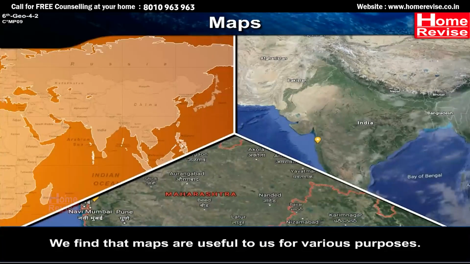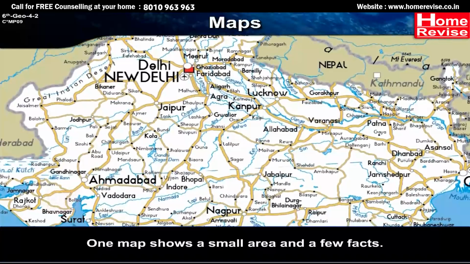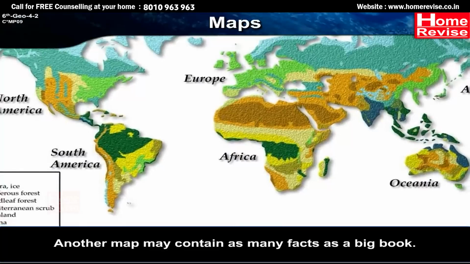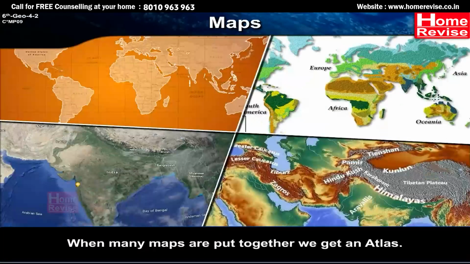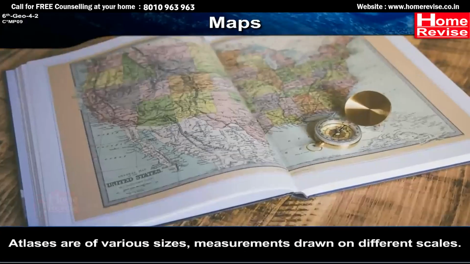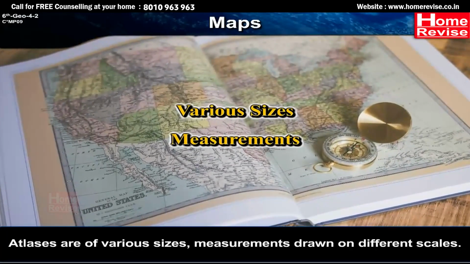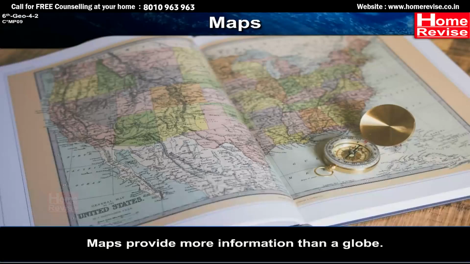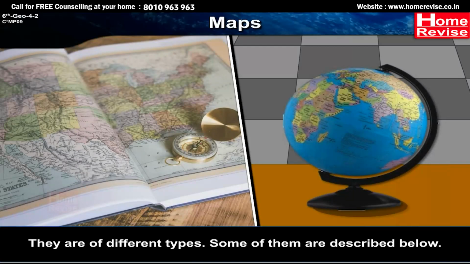Maps. We find that maps are useful to us for various purposes. One map shows a small area and a few facts. Another map may contain as many facts as a big book. When many maps are put together, we get an atlas. Atlases are of various sizes, measurements, drawn on different scales. Maps provide more information than a globe. They are of different types. Some of them are described below.